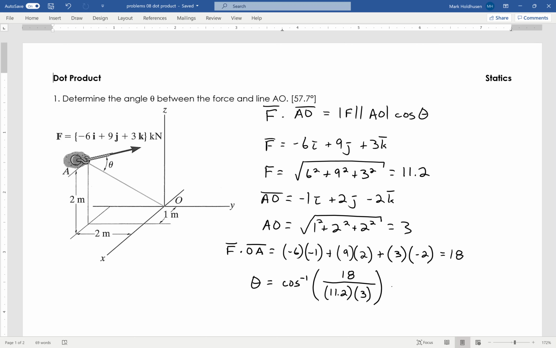And from that, I get an angle of 57.7 degrees. And that's that direct three-dimensional angle between those two vectors using the dot product.